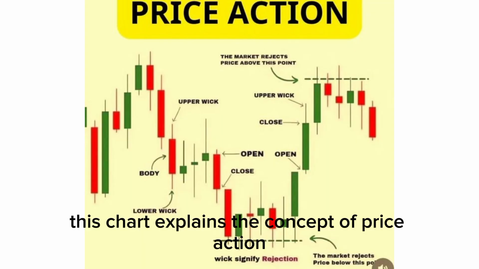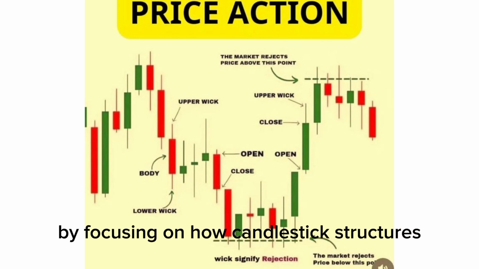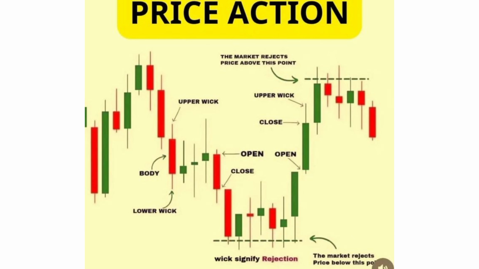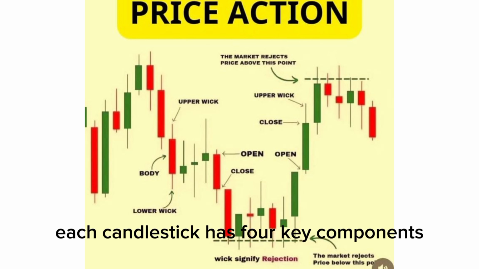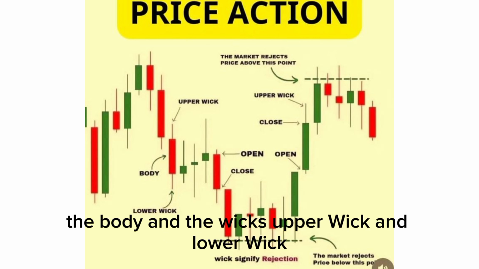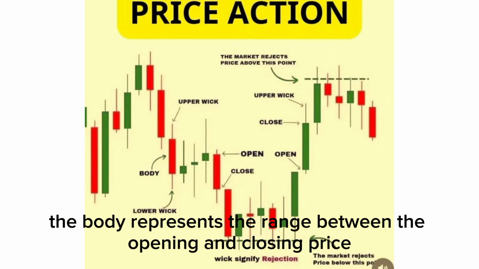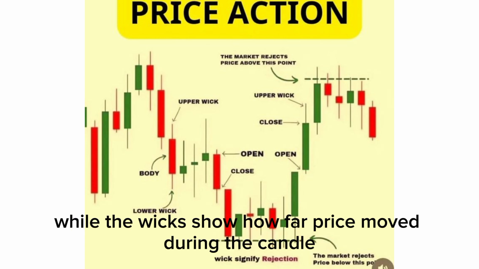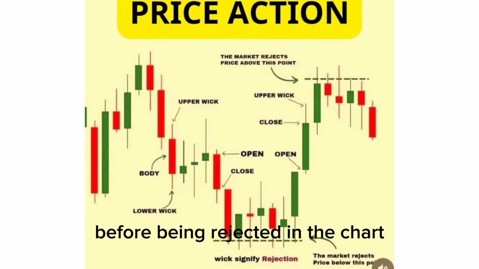This chart explains the concept of price action by focusing on how candlestick structures, especially wicks, show market rejection levels. Each candlestick has 4 key components: the open, the close, the body, and the wicks, upper wick and lower wick. The body represents the range between the opening and closing price, while the wicks show how far price moved during the candle before being rejected.